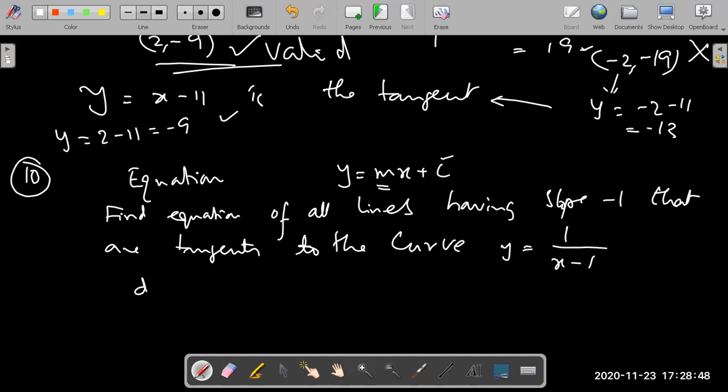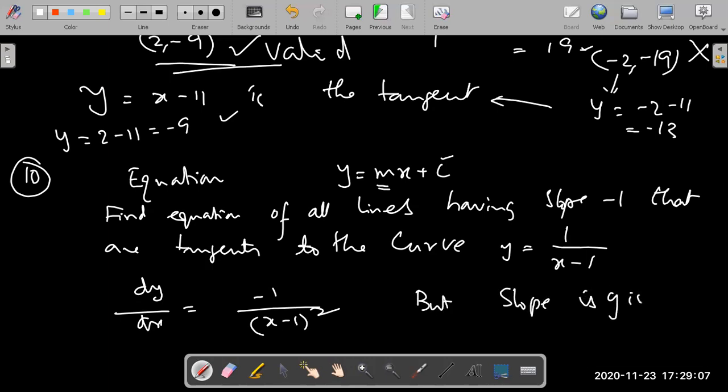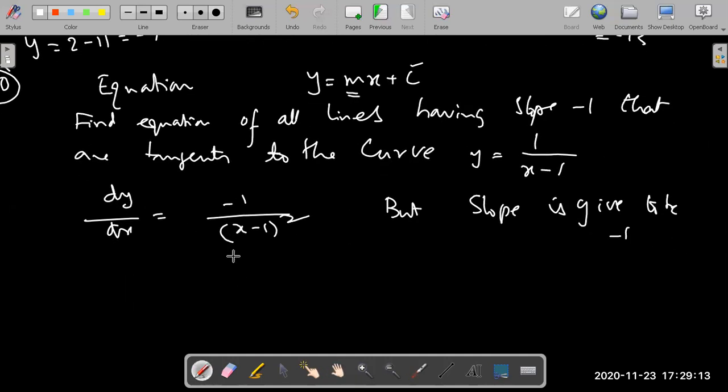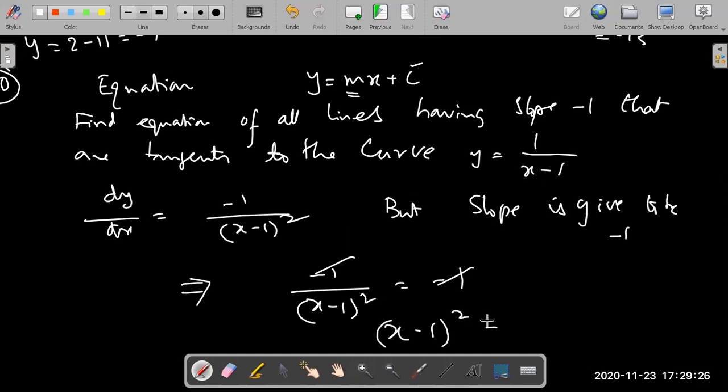So first, dy by dx is equal to minus 1 by x minus 1 whole square. By applying whatever formula, u by v, you will get minus 1 by x minus 1 whole square. So this is what it is. But slope is given to be minus 1. That means we have to equate this, which implies that minus 1 by x minus 1 whole square equal to minus 1. So this gets cancelled. So you will have x minus 1 whole square equal to 1.